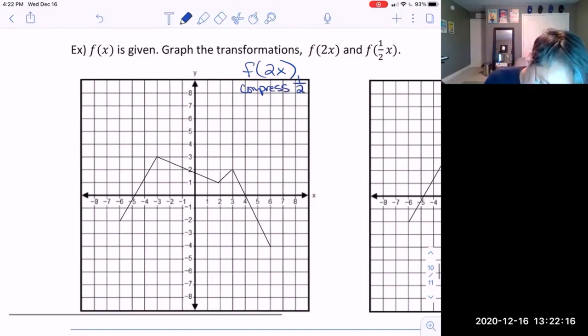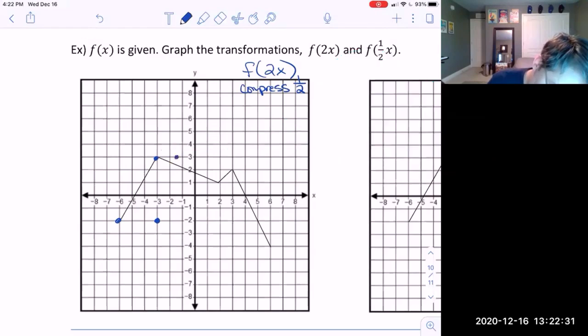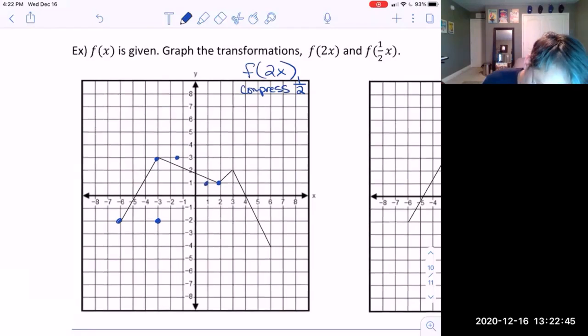So over here, our x value is -6. So half of -6 is going to be -3. With our next point, our x value is -3. Half of that is -1.5. Our next point, our x value, we're going to say it's a 2. I know it didn't land right on it, but half of that gives us a 1. This value for x is a 3. Half of that is 1.5. And this last x value is 6. Half of that gives us a 3.